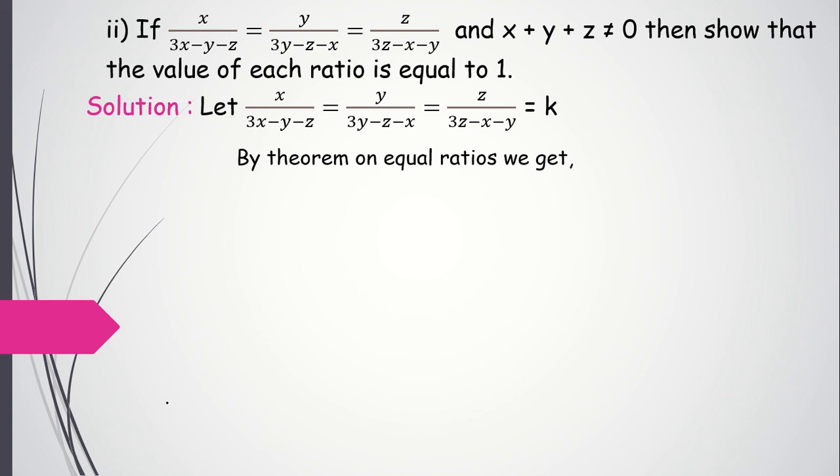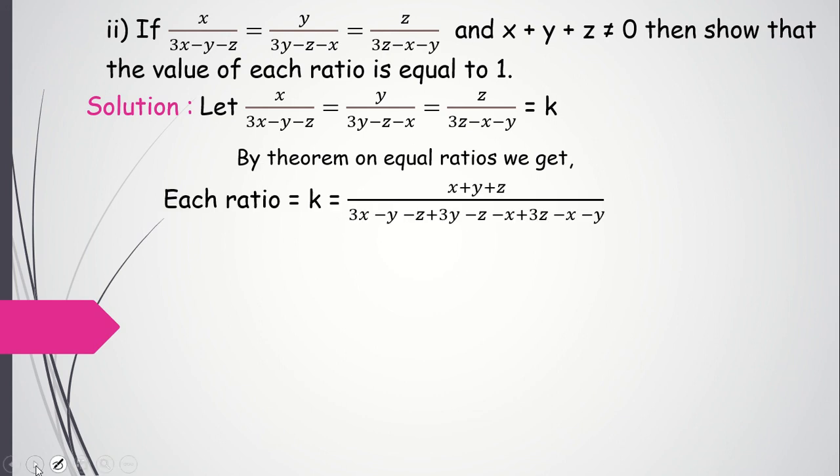So by theorem on equal ratios, each ratio is equal to, we add them all up, x plus y plus z, and in the denominator also we add the denominators. Okay, now see the like terms, bring the like terms together. This is 3x, x, x. Now minus x will become minus 2x. 3x minus 2x will become x.